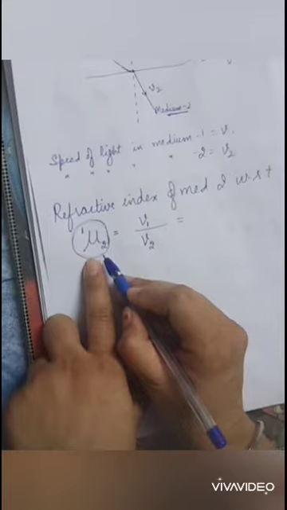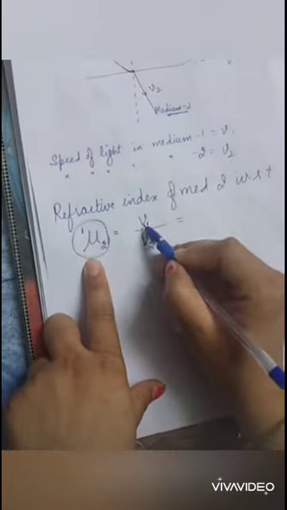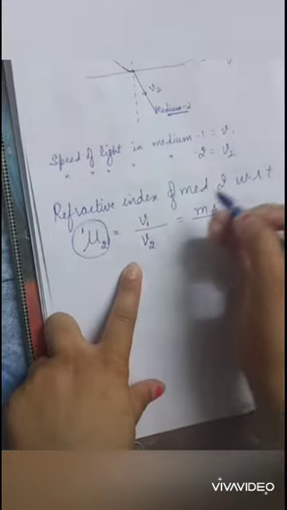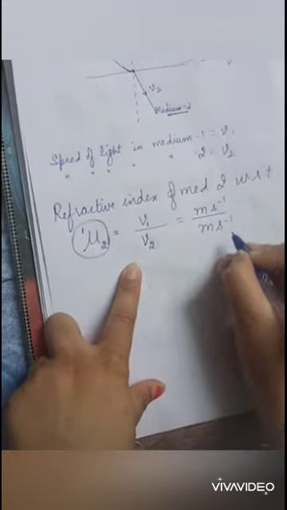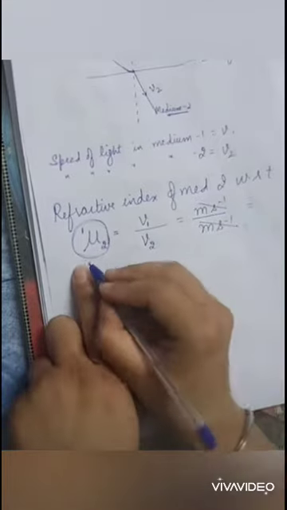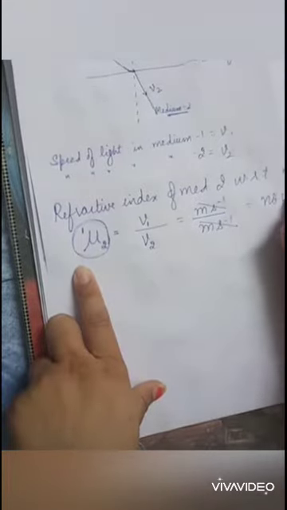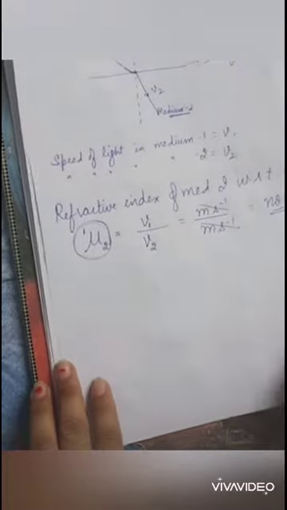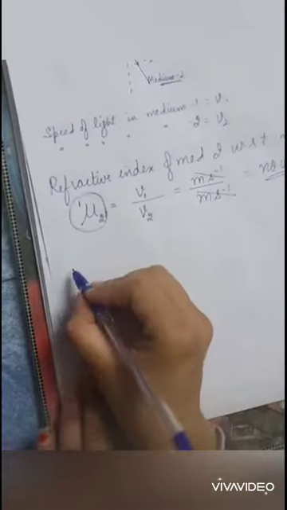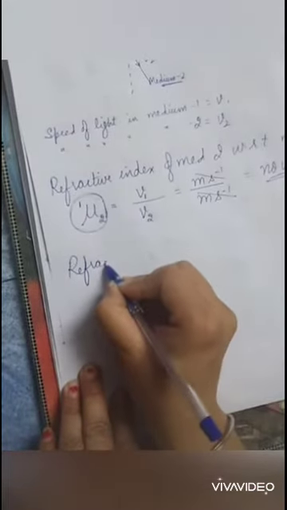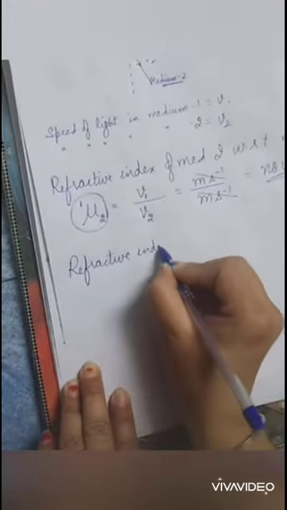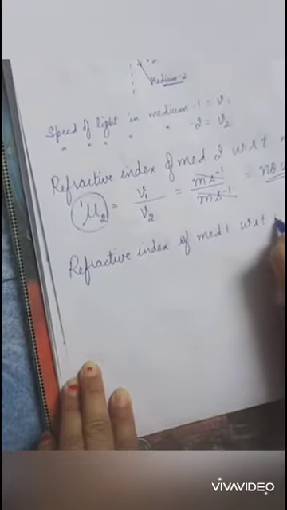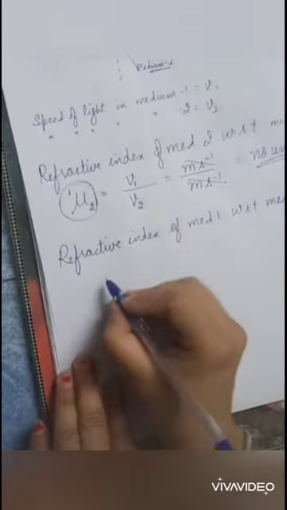Okay. Now, as you know, the unit of speed is meter per second. Again, the unit of speed in medium 2 is also meter per second. Both will cancel out. So, refractive index has no unit. Clear? Now, suppose you want to find out the refractive index of medium 1 with respect to medium 2.